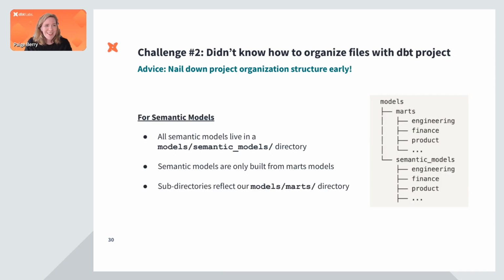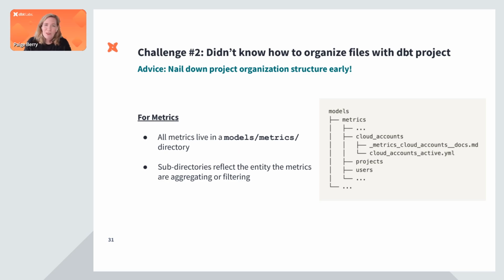Speaking of finding things, organization was also something we had to figure out with some trial and error. So we organize our semantic models under our models directory, just in a directory of their own, and then they've got subdirectories that for us correlate to the subdirectories in our marts folder, since we are building semantic models off of our marts models. Again, discoverability is the goal. And since our semantic models are extensions of our existing marts, they're easier to find when they're organized in a similar structure. For organizing metrics, we also have all the metrics in our models directory, but the subdirectories here are a little different. They're built to reflect the entity that the metrics are aggregating around. And that makes it easier to see the metrics that are related to the same entity that you're trying to measure.